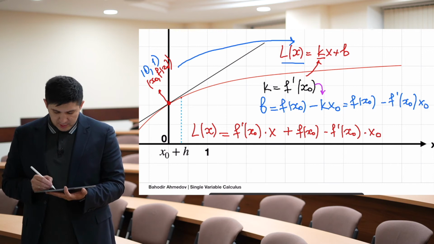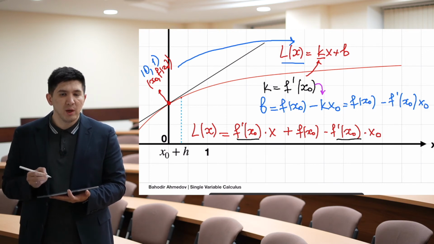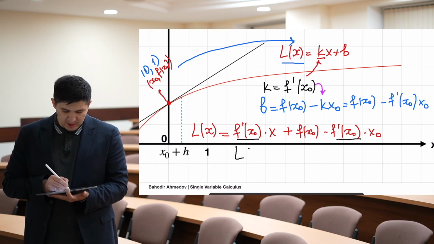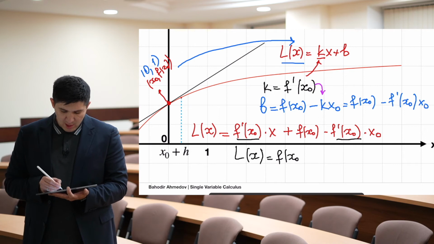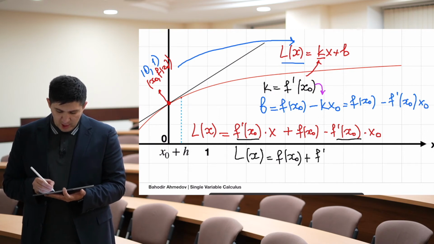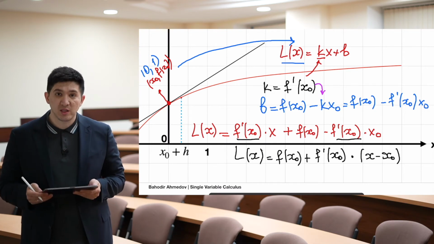Okay, so you can see here that I've got two f prime of x0 terms. I can take them out of the brackets and I will obtain a simplified equation. It is going to be f of x0 plus f prime of x0 times (x minus x0). Well, that's going to be the equation of the tangent line.